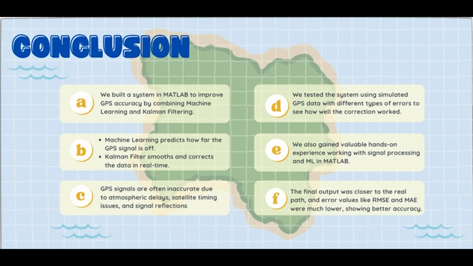GPS signals are often inaccurate due to atmospheric delays, satellite timing issues, and signal reflection. We also tested the system using simulated GPS data with different types of errors to see how well the correction works. We also gained valuable hands-on experience working with signal processing and machine learning in MATLAB. Lastly, the final output was closer to the real path and error values like RMSE and MAE were much lower, showing better accuracy.